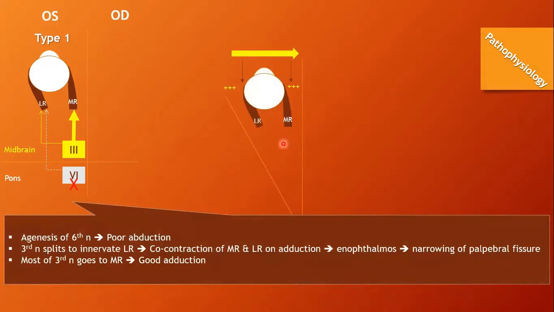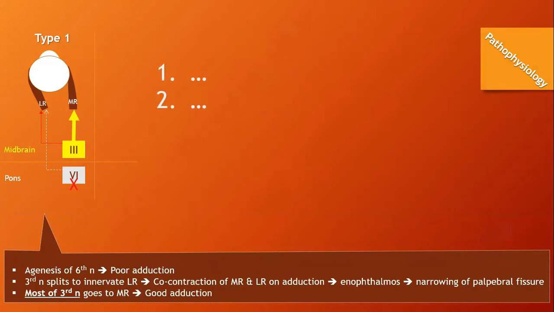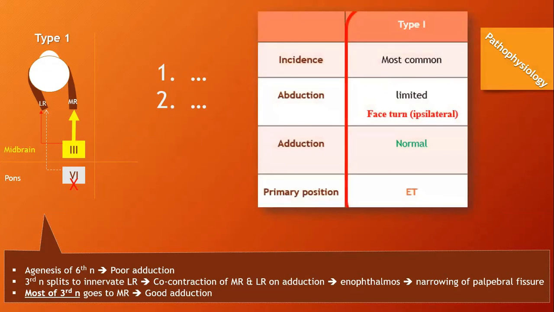Here I'm demonstrating that when the medial rectus and lateral rectus contract, they retract the globe behind, because during muscle contraction the insertions come closer to the origin at the apex, and the globe retracts. As you see, 2 arrows here, and the fissure narrows on adduction. So 2 pathologies: agenesis of the sixth nerve nucleus, and split or disinnervation from the third nerve to the lateral rectus. And again, these are the findings, or the clinical features, of type 1.